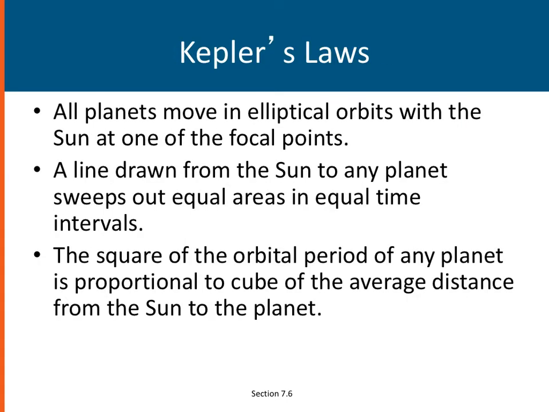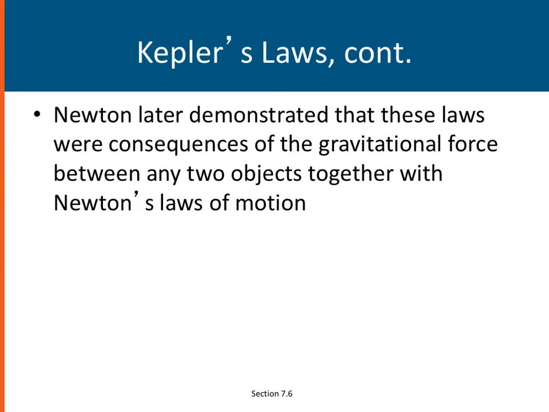Okay, so now we're going to talk about 3 laws that are called Kepler's laws, and they have to do with planets and orbits. The first law is that all planets move in elliptical orbits with the sun at one of the focal points, and we will go into more detail on each one of these. The second law is that a line drawn from the sun to any planet sweeps out equal areas in equal time intervals. And the third is that the square of the orbital period of any planet is proportional to the cube of the average distance from the sun to that planet.